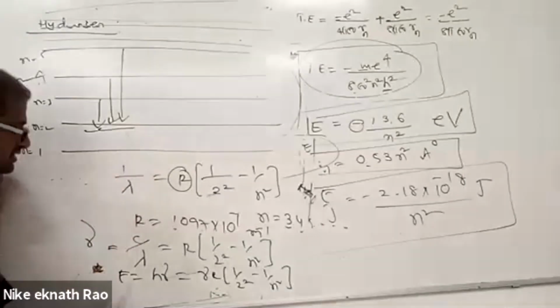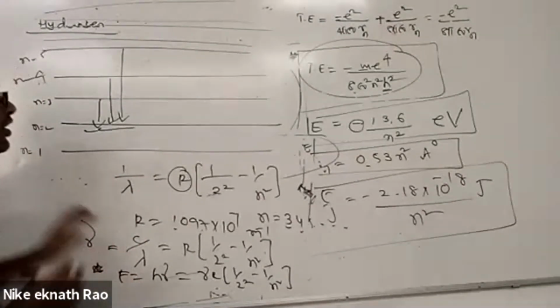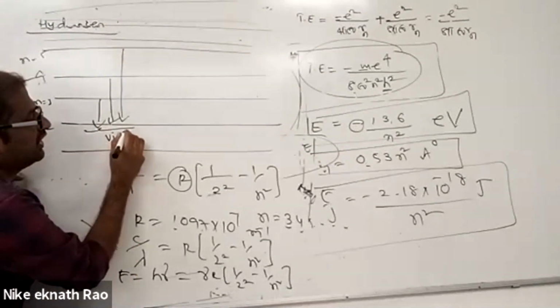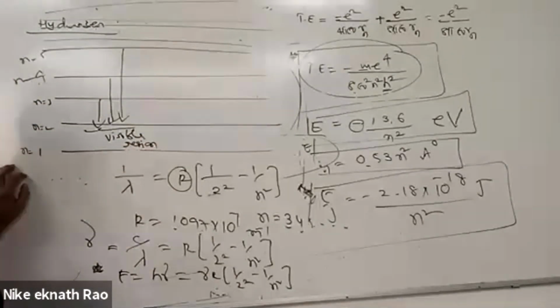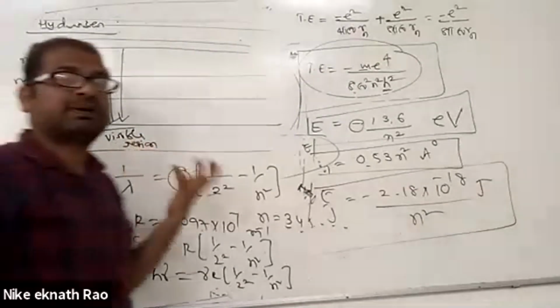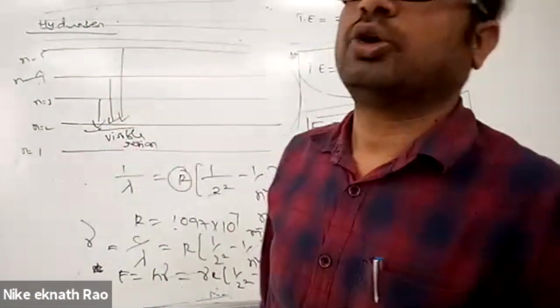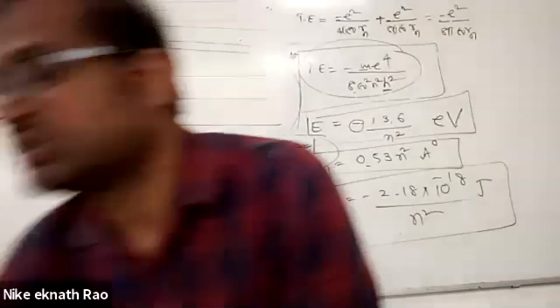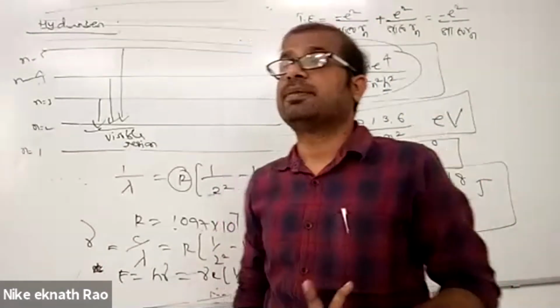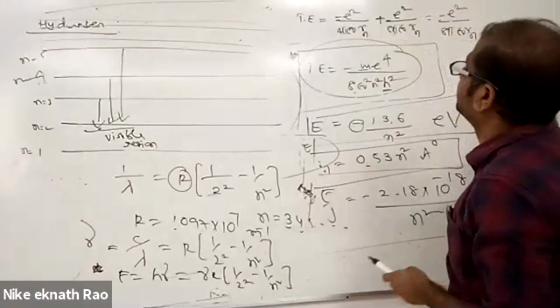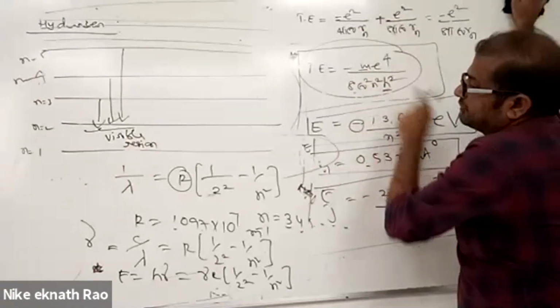If you consider this energy, frequency and wavelengths, all of them lie in what region? Visible region. So we can see the spectrum, it is called the visible spectrum. Balmer series lines of emission spectra lie in the visible region. Keep it in mind.